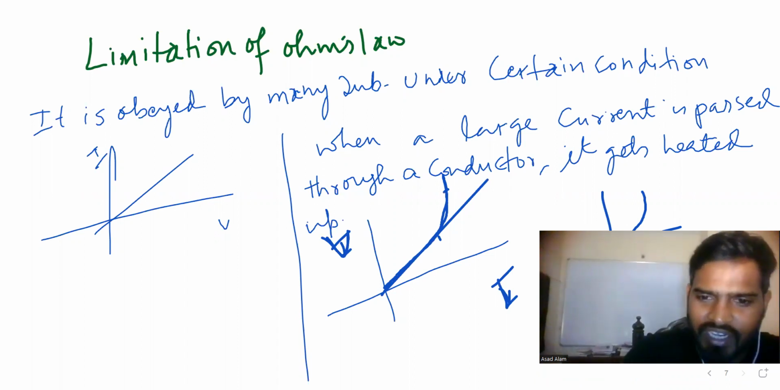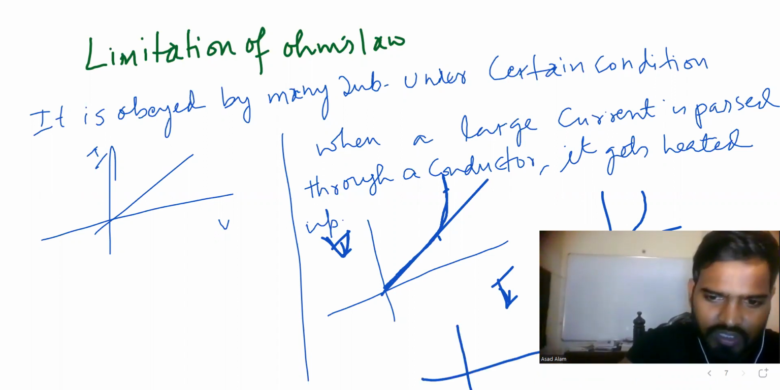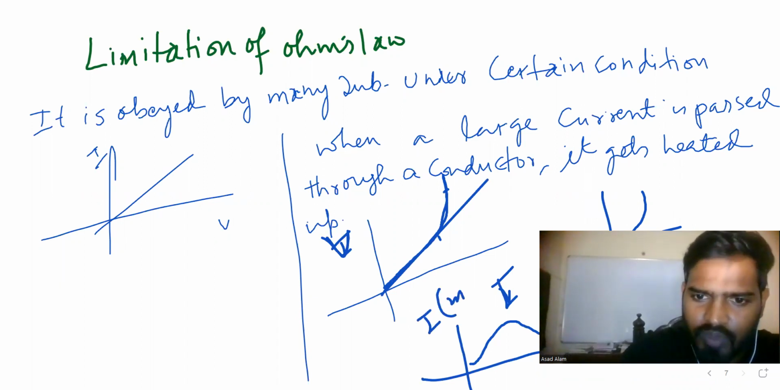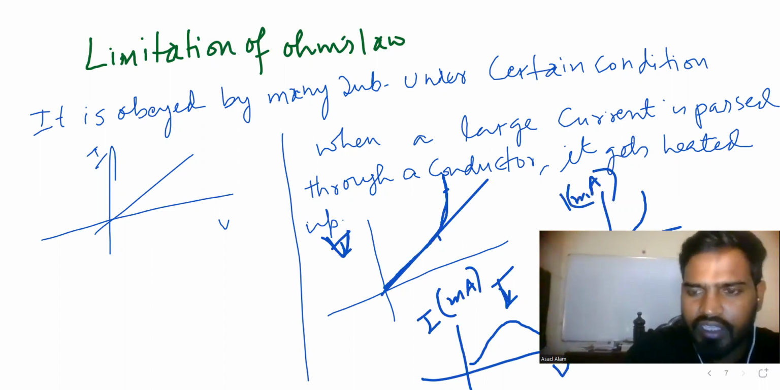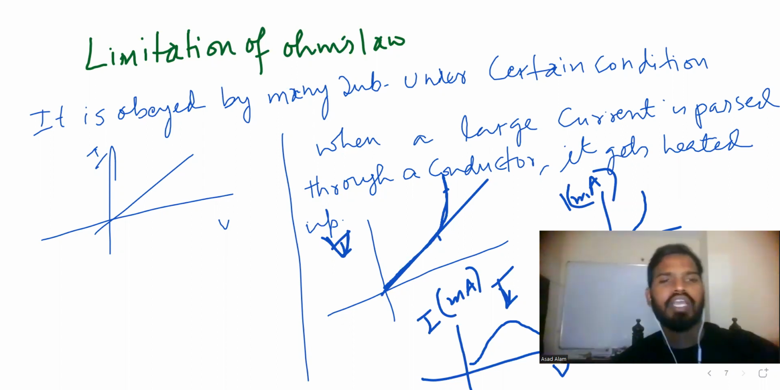For gallium arsenide, I'm drawing non-ohmic curves only. In this, the currents will be in milliampere, and then here voltage. Hope so you guys got it. Limitation of Ohm's law.